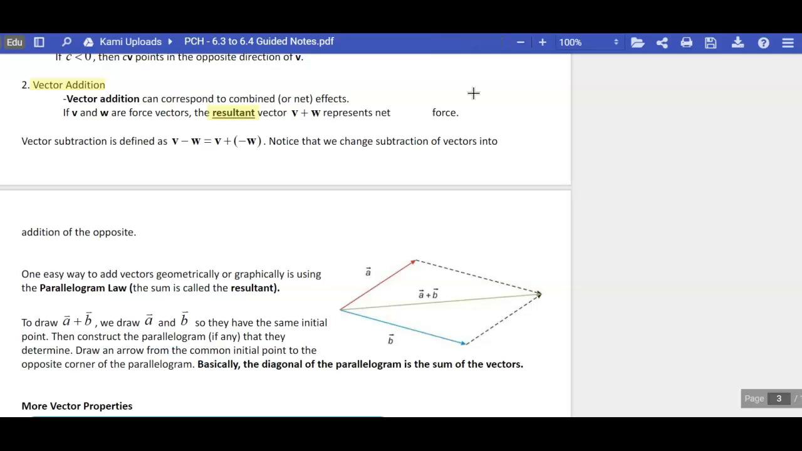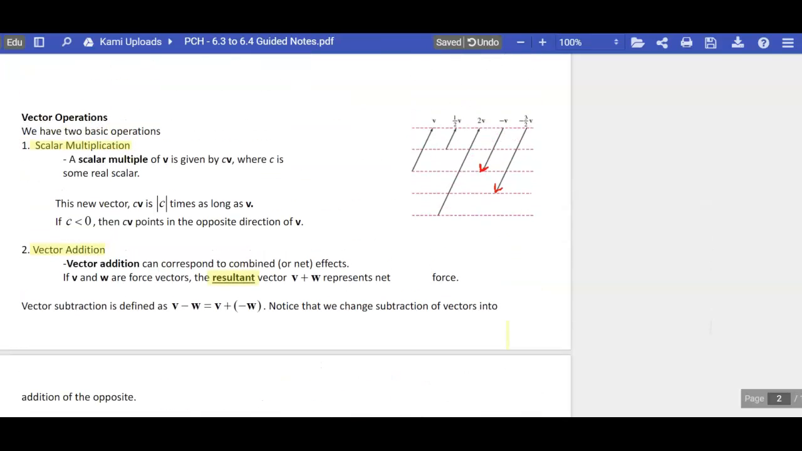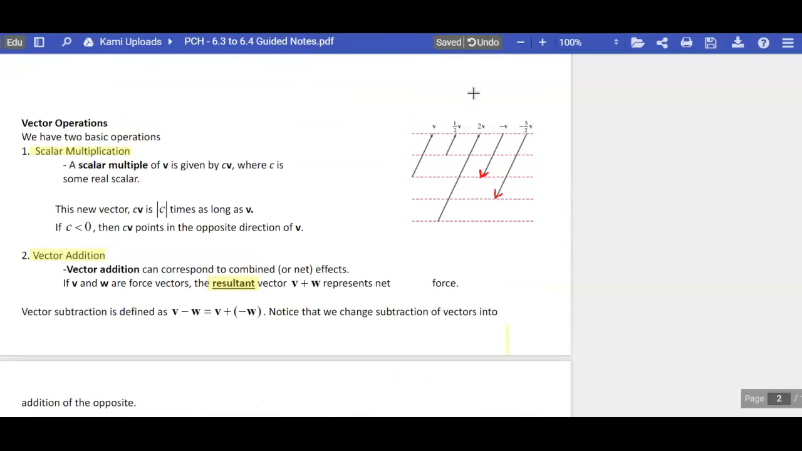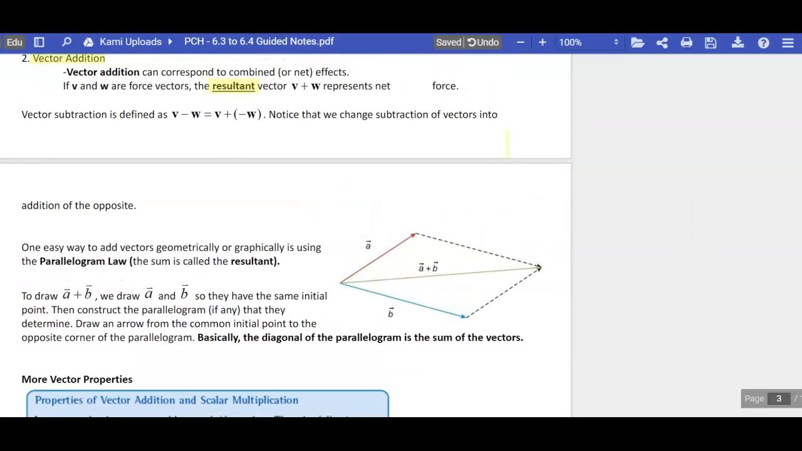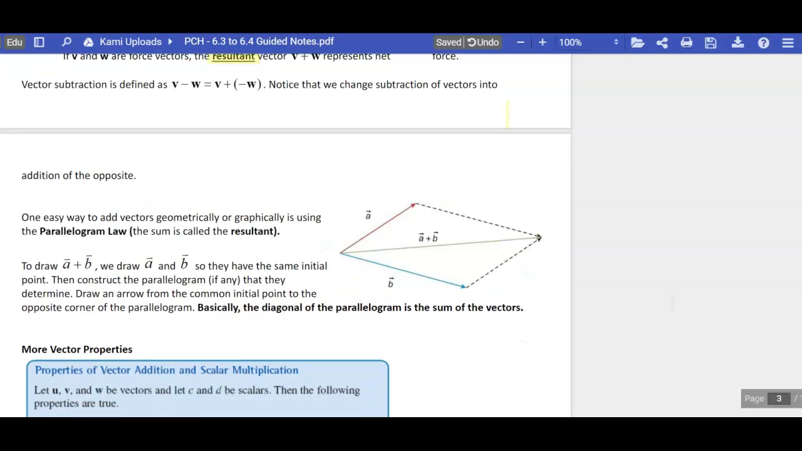We'll talk a lot about net force in some application problems. Typically I don't talk about subtraction of vectors. I always change it to addition of the opposite because it's a little bit easier to visualize. So if I am doing v minus w, I'll change w to the opposite. We know the opposite has the same length, it's just pointing in the opposite direction, and then I'll add them together. Notice that we changed subtraction of vectors into addition of the opposite.